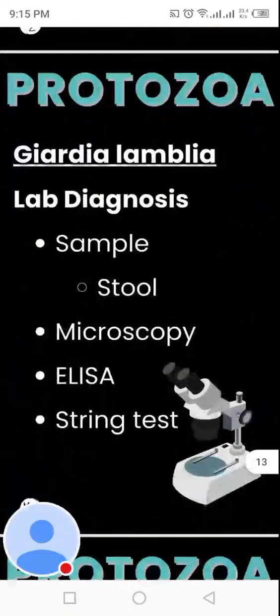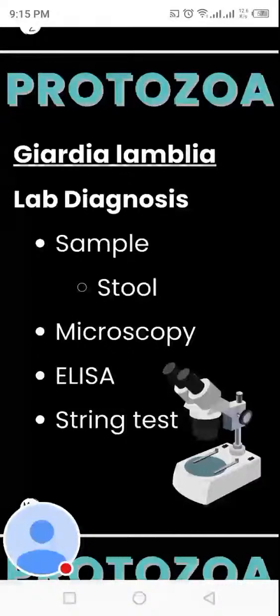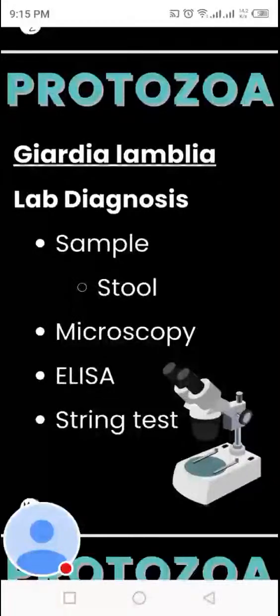Okay, moving on to the lab diagnosis. Diagnosis of any parasite is made by looking at samples. We'll collect samples from the patients infected with giardiasis, and the samples are stool samples. We'll go for microscopy, and under the microscope we'll find the trophozoites. We'll also find the cysts. Normally we'll find the cysts, but in some cases we'll also find the trophozoites.